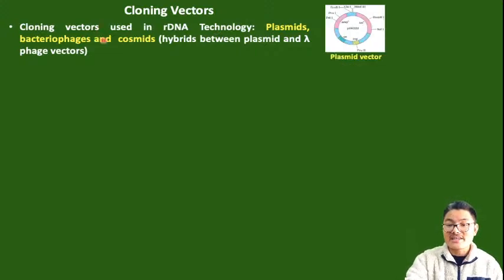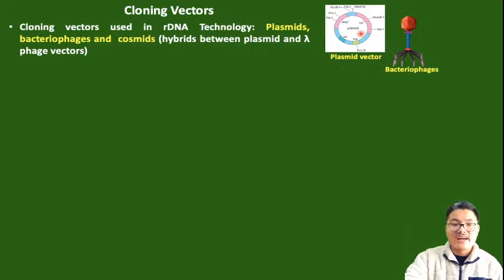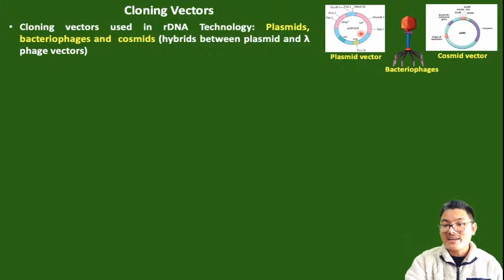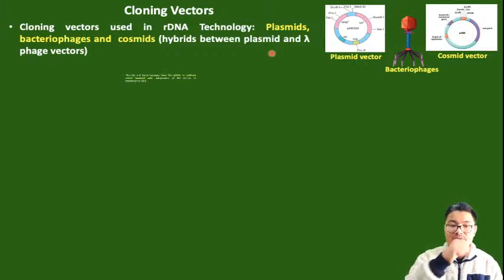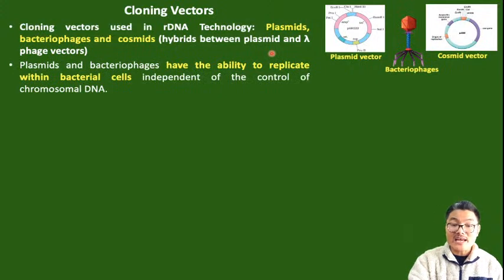The example here is showing you the plasmid vector pBR322, which we'll be discussing later. Bacteriophages are also used as cloning vectors, and then we have cosmids. Cosmids have a small circular DNA, along with the DNA of lambda phage. Now, why are we using plasmids and bacteriophages as cloning vectors? Mainly because they have the ability to replicate, to copy themselves within the bacterial cell.